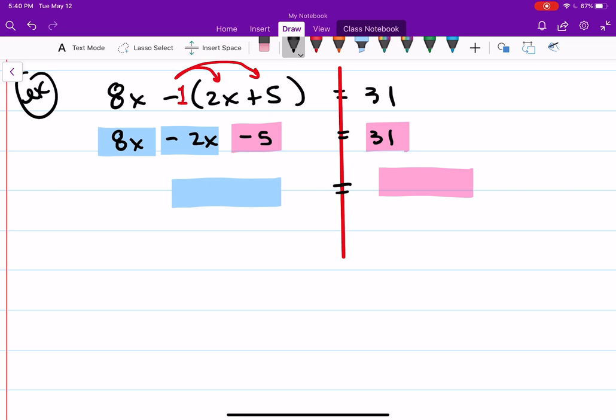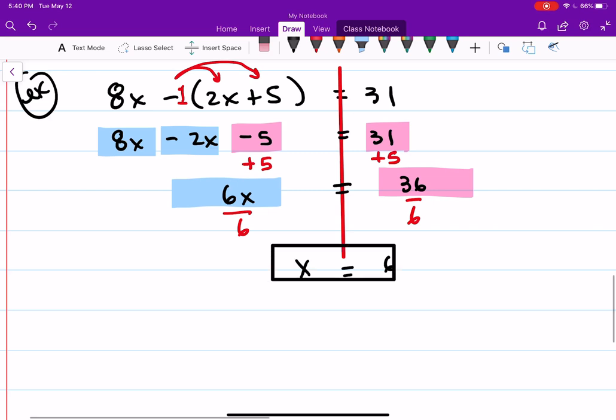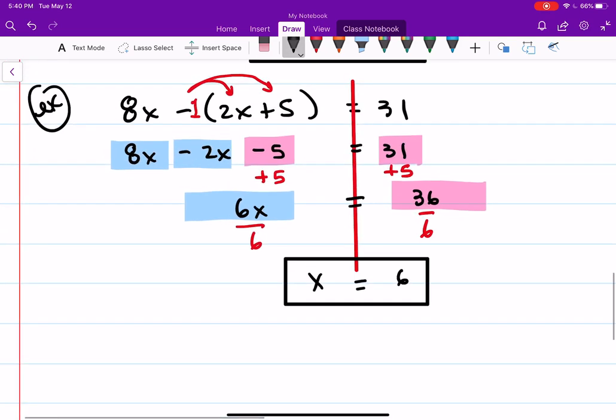That's gonna give me a 6x. But I gotta get rid of that -5, so I gotta do the additive inverse, which would give me a 36. Then I have to finish this, divide by 6. So x is equal to 6. Voila. Not too shabby, right? I'm sure you guys did it right too. Perfectly right.